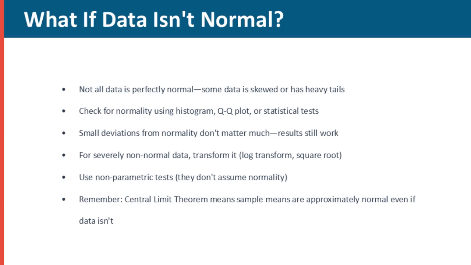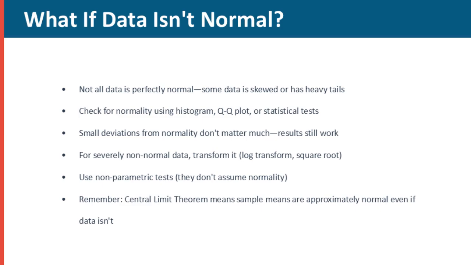First, check for normality. Create a histogram to visualize. You can use a QQ plot to compare to the theoretical normal distribution or use statistical tests like the Shapiro-Wilk test. Second, understand that many real data sets deviate slightly, and that's okay. Statistical methods are resilient to minor non-normality. Third, if the data is severely non-normal, highly skewed or heavy-tailed, you have options. You can transform the data. Log transformations are very common for right-skewed data. Square root transformations work too. And after transformation, the data usually becomes more normal.